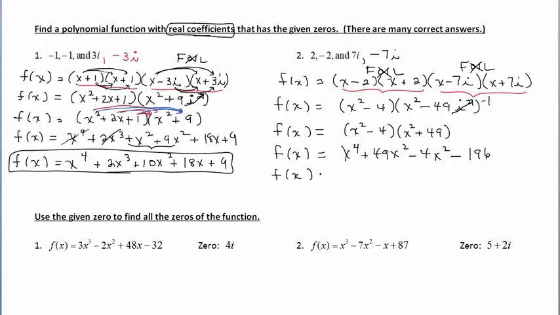Slight cleanup. We've created a fourth degree function. We should have, because we have 4 zeros.